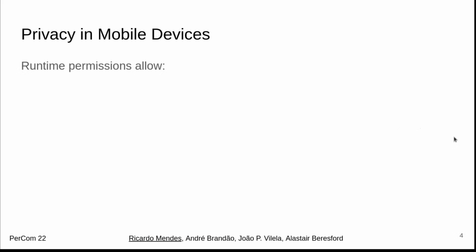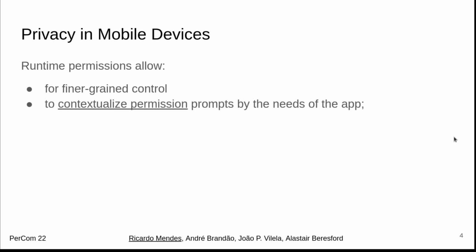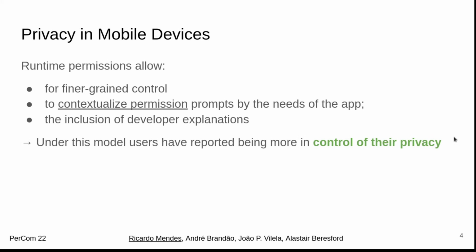Now, runtime permissions allowed for finer-grained control, as each permission can be managed independently of the others. It allows contextualizing permission prompts by the needs of the applications, as each permission is requested at runtime. And it allows for the inclusion of developer explanations, which allow better justification of the needs of the application. Therefore, given these advantages, users have reported being more in control of their privacy.